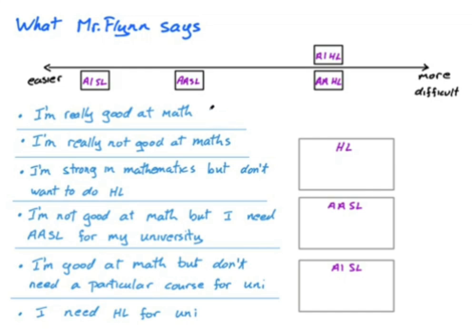But the first 2 here are the kind of easiest ones to deal with. If you are really good at math, and I mean really good as in you're getting the top grades, your teacher's saying you're really good and they're recommending you do higher level mathematics, this is an easy choice. Do HL math.